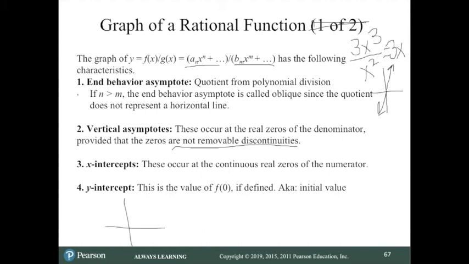So if I have a vertical asymptote on the y-axis, then I won't have a y-intercept. I won't have what we call an initial value. So that only happens when x is defined for 0. Okay, so all of these properties we've talked about before. The only new thing on this slide is that oblique asymptote.